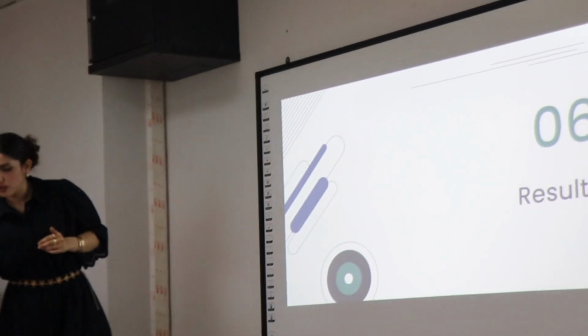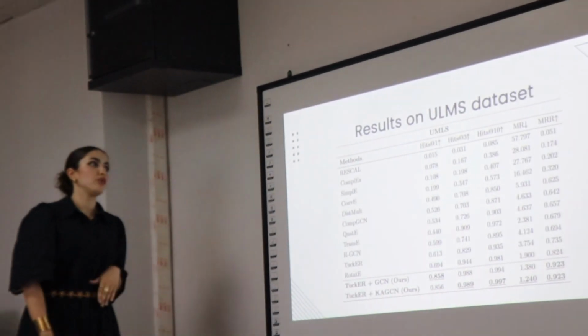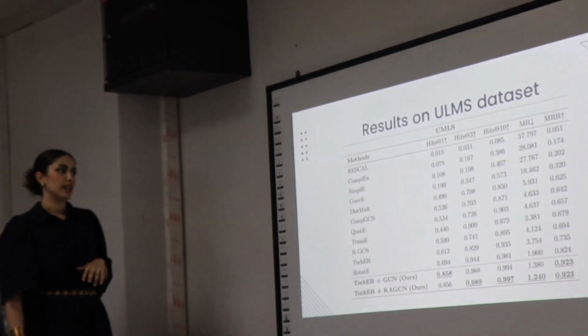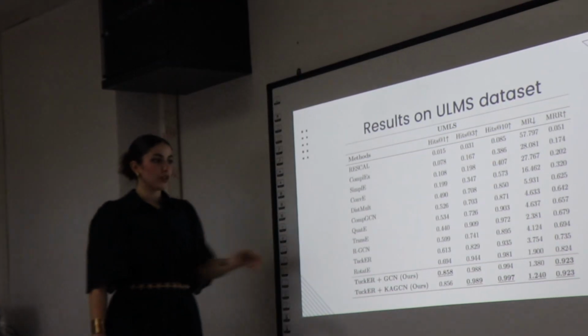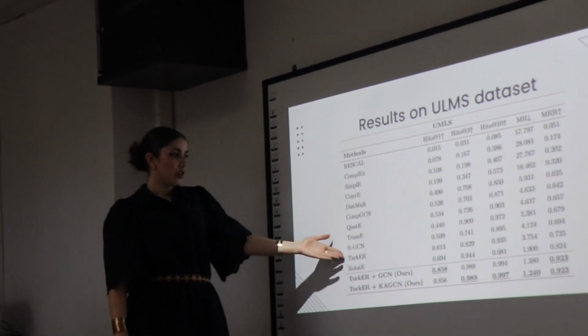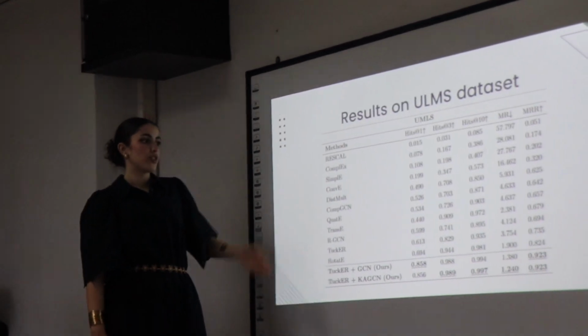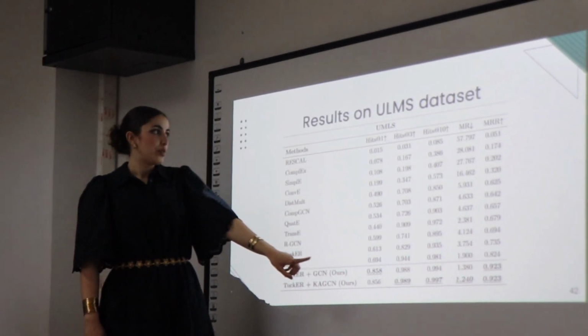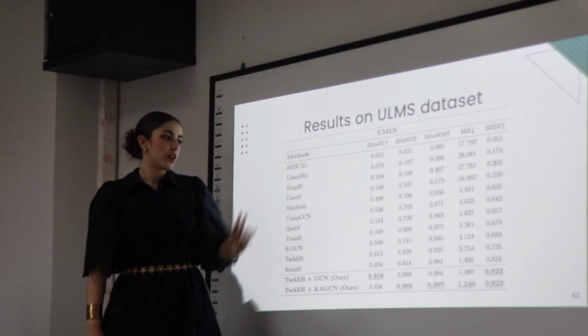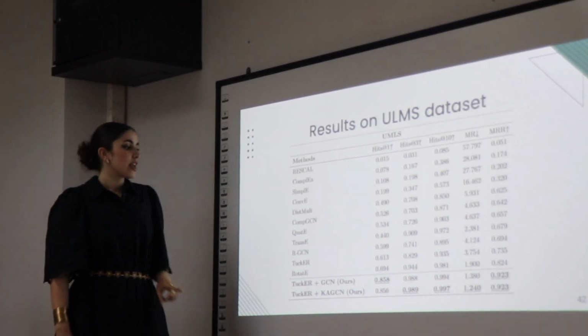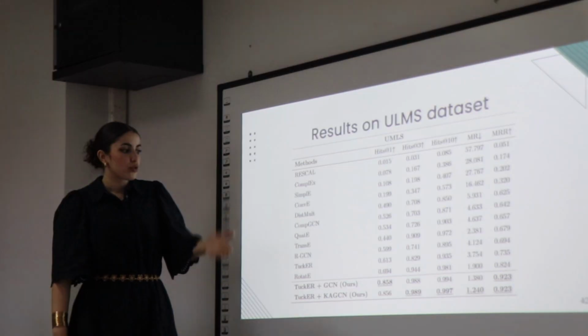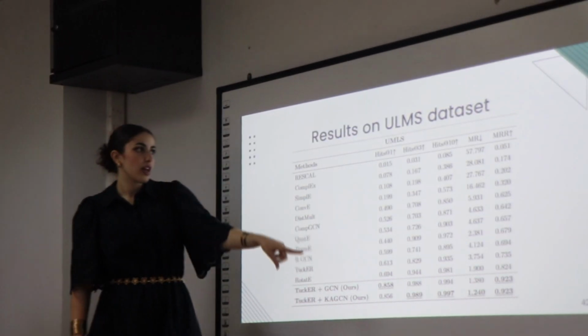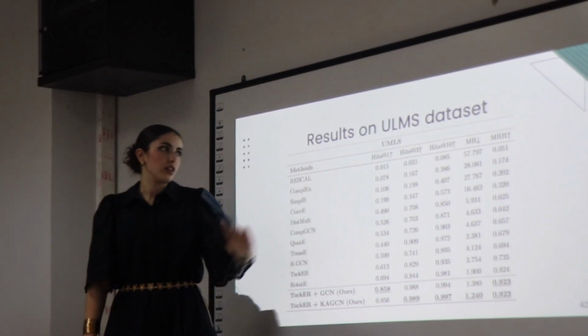So now here are the results. We will start with the results on the UMLS dataset. As we can see, our models outperformed the TuckER model and all the state-of-the-art models. The TuckER plus GCN achieves the best hits at 1 and MRR results. And the TuckER plus KA-GCN further improves these results for hits at 3, hits at 10, and MR.